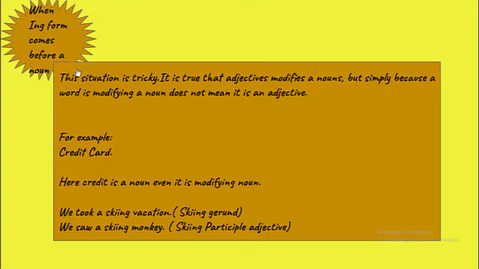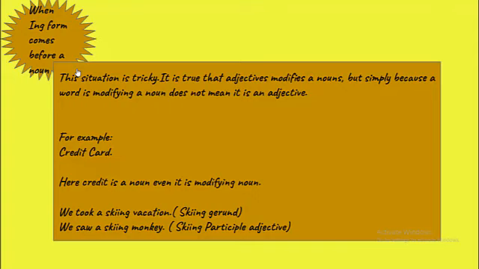When the ing form comes before a noun, this situation is tricky. It is true that adjectives modify a noun, but simply because a word is modifying a noun does not mean it is an adjective. For example, as in the case of credit card, credit is a noun even if it is modifying a noun. We took a skiing vacation. Here skiing is modifying the vacation. And again we can see: We saw a skiing monkey. In the case of a skiing monkey, skiing is an adjective.